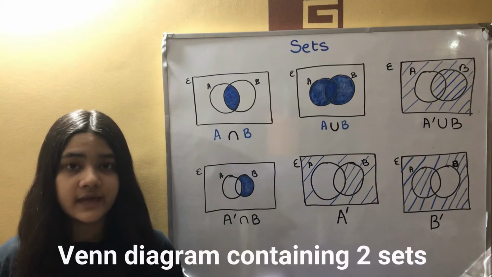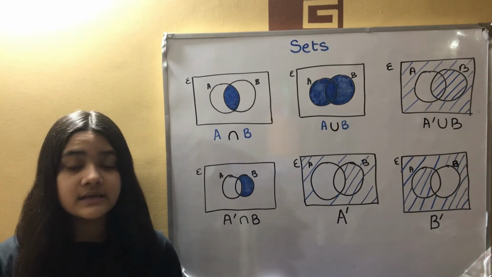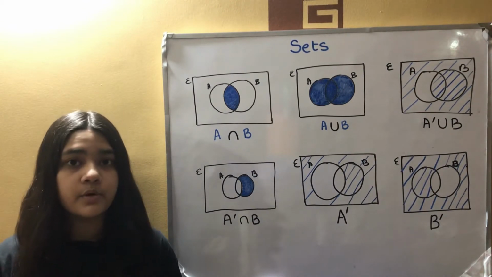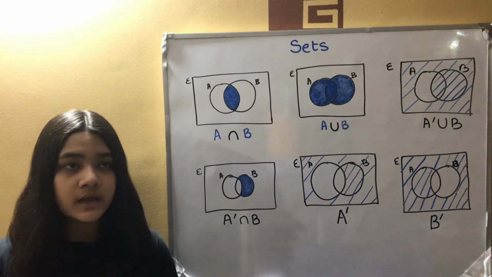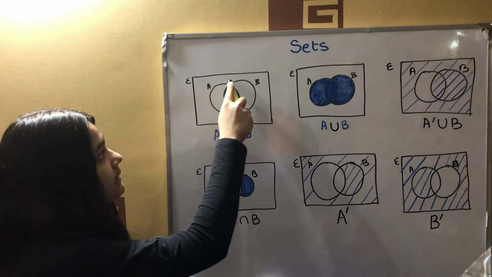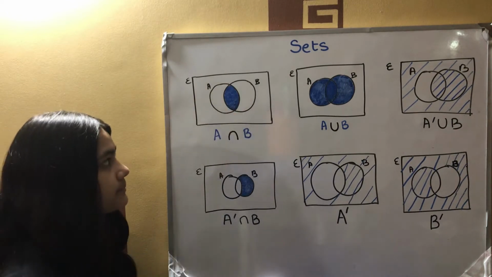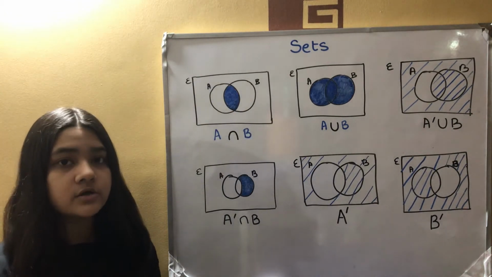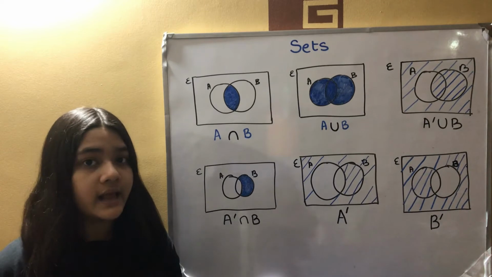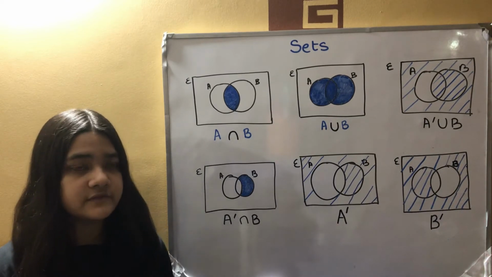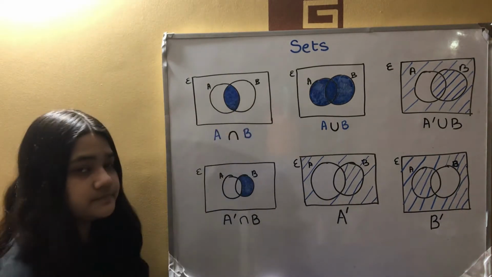First of all, we have A intersection B. A intersection B means the common part between A and B. Here, the common part between A and B is this part. This is the part which is common in both A and B. So we have shaded this region.